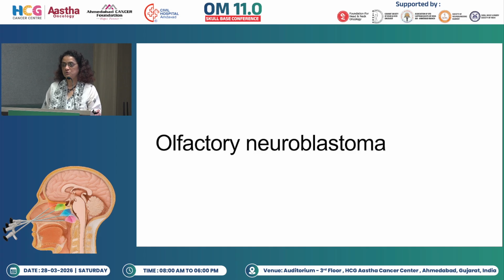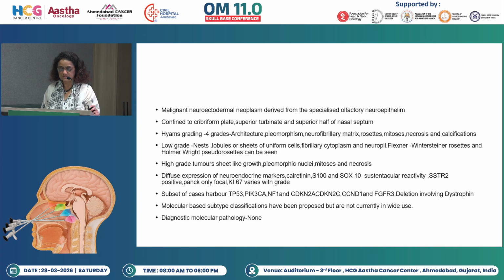Olfactory neuroblastoma, old tumor, everybody knows. It's a neuroectodermal tumor, and the history gives it away when the surgeon says that it is from the cribriform plate and you are getting a small round cell tumor, not much cytologic atypia, expresses neuroendocrine markers and no keratin positivity.